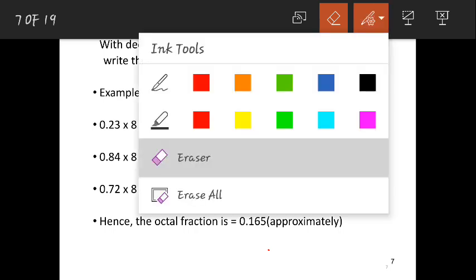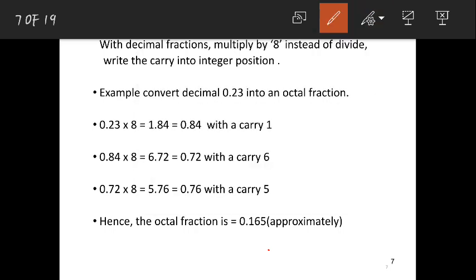Once you got all these carries over here, what you need to do is to write it in octal form. You need to write it in downward. When you divided it, the remainders whatever you have taken, you have written it down to top, in the reverse order.